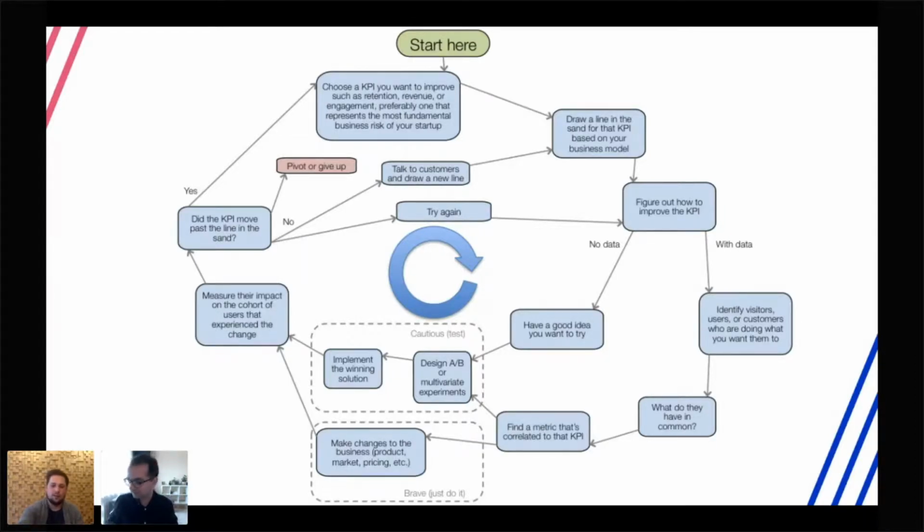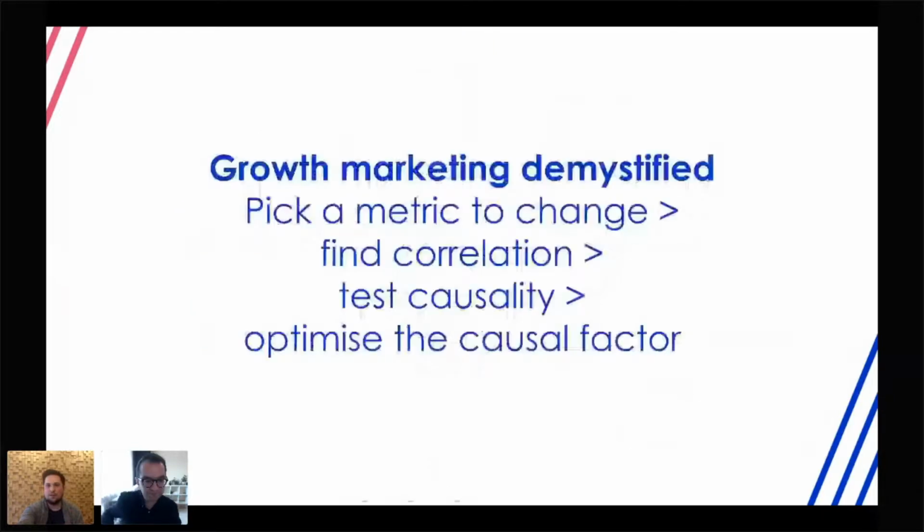Exactly. That's what I would say at this point. Because what growth marketing and this whole experimentation, this whole testing is about is that you are coming up with ideas, so you pick a metric to change a specific behavior, and you try to find correlation by checking the data or by talking to customers. You test causality, and after you've tested that positively, you are doing everything you can to optimize this factor.